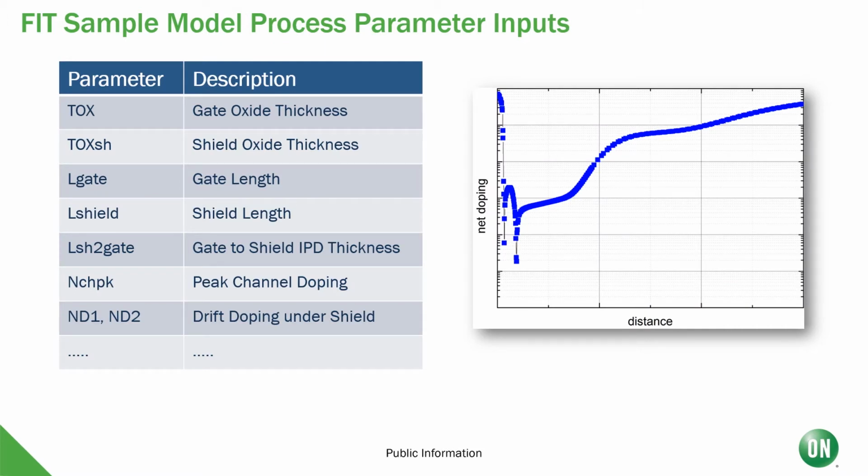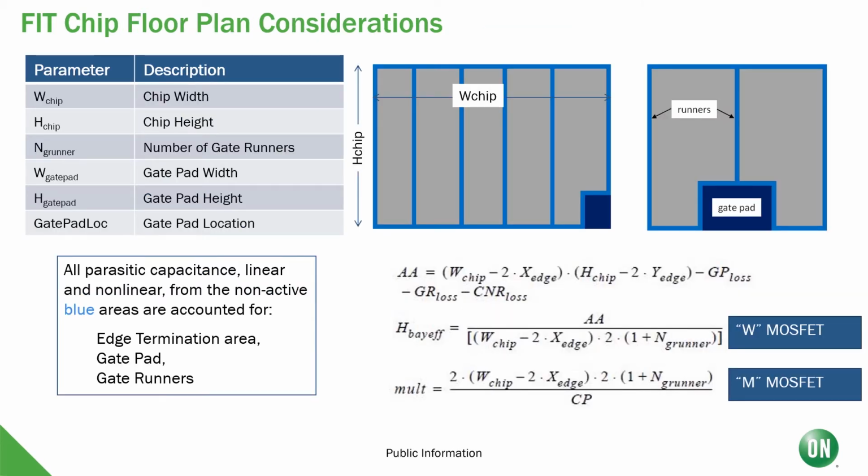Well, we take a lot of our process parameters and put them into our models. This includes gate oxide thickness, shield oxide thickness, gate length, shield length, and our doping profiles. So all of our process information goes directly into our models. From a die perspective, we put in the chip width, height, gate runners, pad height. We put in our patented edge termination, gate runners, and gate pads. So all this information from our process and our die go into our models, and now let's see what we get out of our models.